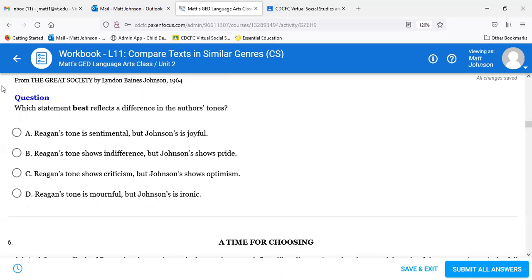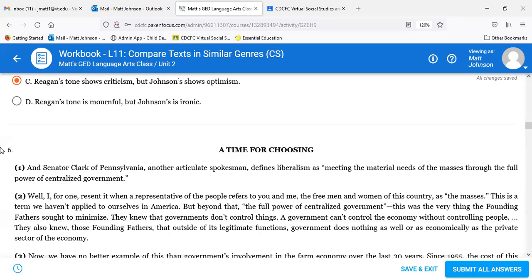C. Yeah, right? I mean, Reagan is very critical of big government, right? He uses the farming economy as an example. He's very critical of the idea of bigger government. But Johnson, on the other hand, is optimistic through those programs, through the Great Society, just in the name. You think about it, that's a positive, optimistic idea that he wants to convey there.